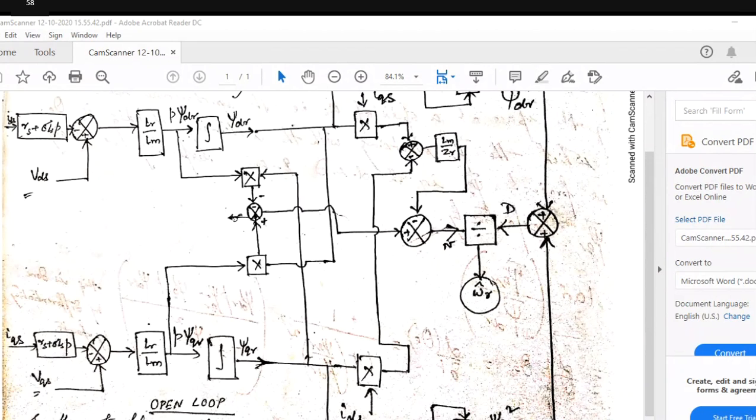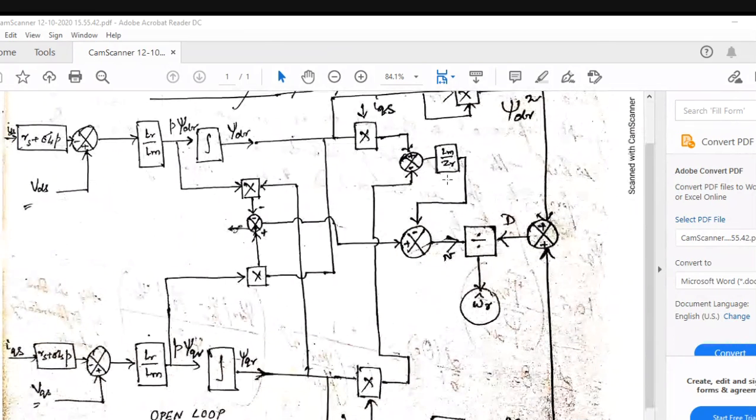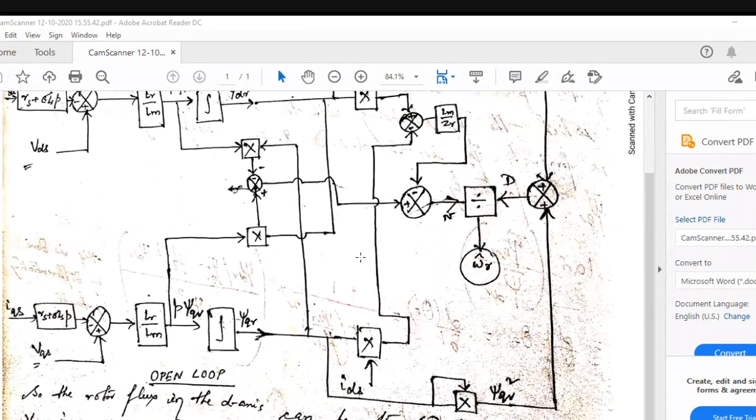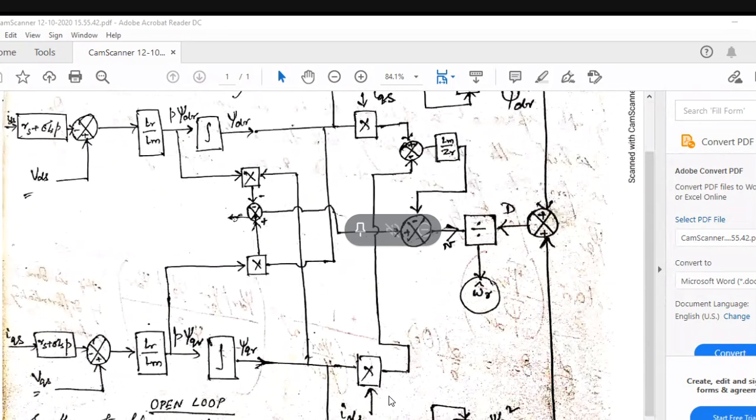The expression of omega r was phi dr into P phi QR minus phi QR into P phi dr, minus Lm by Zr whole thing in brackets, phi dr into IQS minus phi QR into IDS. That's it. So you can express this by this simple expression. Up to this one, is there any problem? Just observe the block diagram and match the equations.